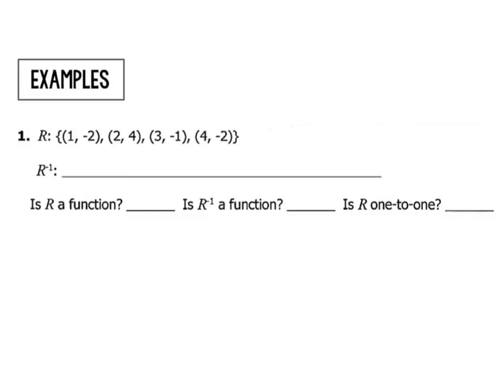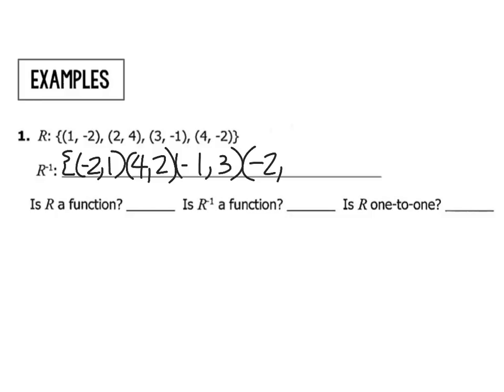Number 1, we're given this relation right here, a set of points, and we want to find the inverse. To find the inverse, take each ordered pair and switch the x and y values. So for the inverse of this function, we write our brace, and then switch the x and y values. So that becomes -2, 1. The second ordered pair becomes 4, 2. The third pair becomes -1 and 3. We're just switching the x and y. Then it becomes -2, 4. And this is the inverse of our relation.